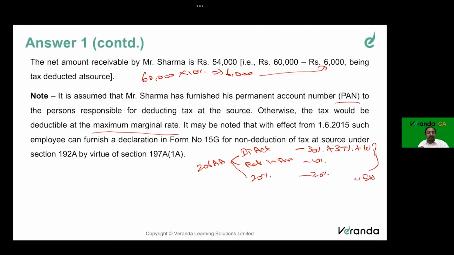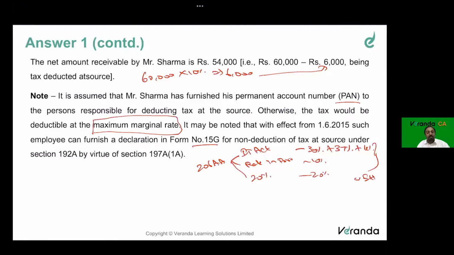So what happens is, he might give a declaration under form 15G saying that, see, my total income itself is less than 2.5 lakhs, so I need not file return of income. There is no requirement of any tax deductions. So if he has given that, then fine. If he has not given that and he has also not declared his PAN, then in that case, the applicable rate will be the maximum marginal rate.